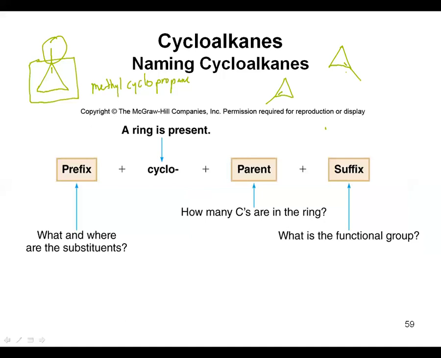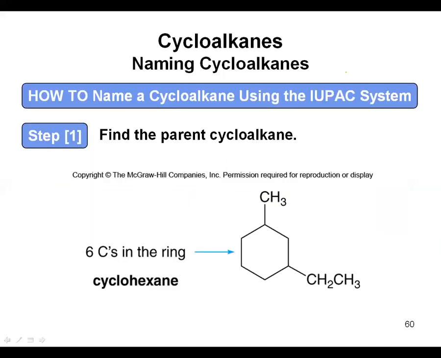If you do have multiple groups attached to a cycloalkane, then you do need to number the ring. You need to number the ring just like we numbered the alkanes, and we want to go for the lowest numbers. So here, when we look at this one, the biggest carbon chain, if you will, is the cycloalkane. If we look at it, 1, 2, 3, 4, 5, and 6, that is where the base of the name comes from, cyclohexane.